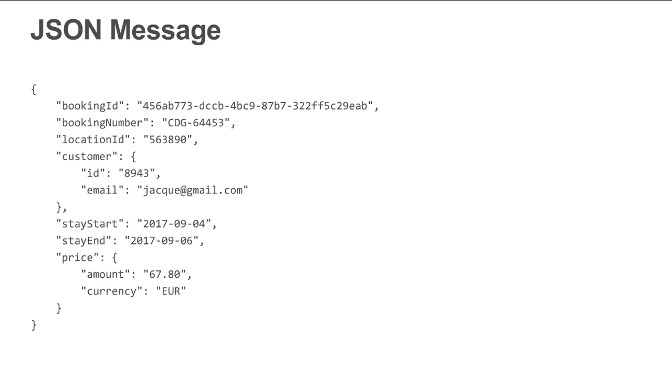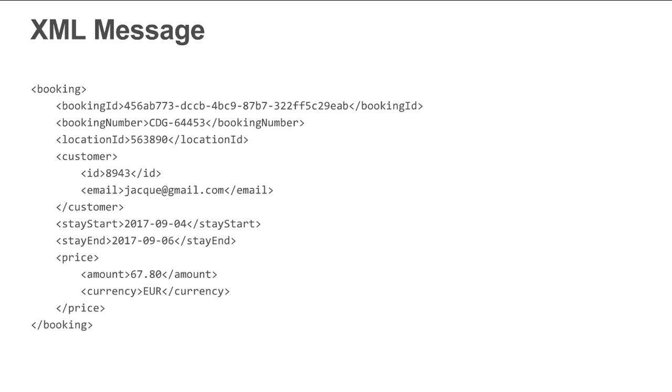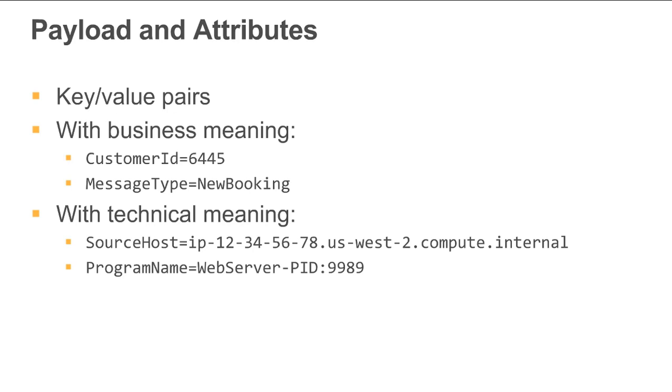Here's an example of a message that represents a booking for a hotel system, and the developers decided to represent the message in the JSON format. And it's up to the developers to decide what the format of the message is. Here's the same message represented as an XML document. Aside from the message payload, typically you can also include key value pairs of message attributes.